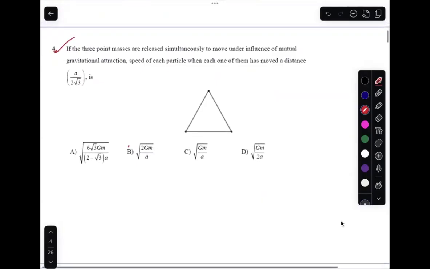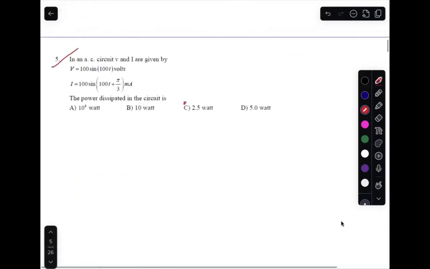If 3 point masses are released simultaneously to move under the influence of gravitational interaction, the speed of each particle when they have moved through a distance is asked. Here, I have a doubt. 3 point masses are released simultaneously, but the initial distance of separation is not mentioned. The initial distance of separation must be A, otherwise you cannot do this question. So I have a doubt in this question. I'll do it later.